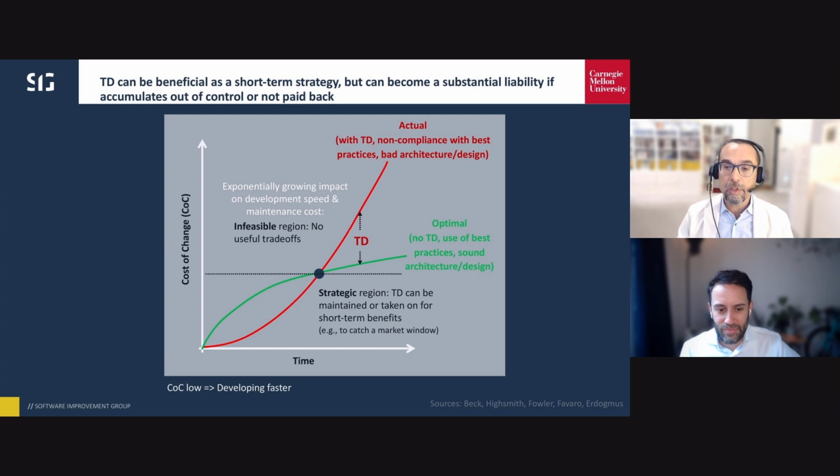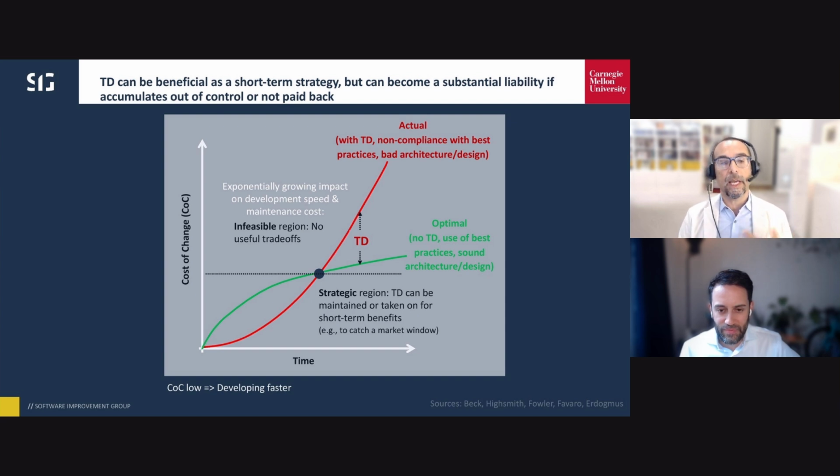Traditionally, in a system that is organically evolving with no attention to keeping the quality of the system in check, this cost of change curve is exponential. The exponential curve is the red curve. This is what we call the actual curve, because in a variety of situations, if we don't do anything about best engineering practices, this curve holds. This is the curve with technical debt, with rampant non-compliance with engineering best practices, and maybe a substandard architecture and design. In a situation like this, extending and maintaining the system becomes exponentially more expensive.